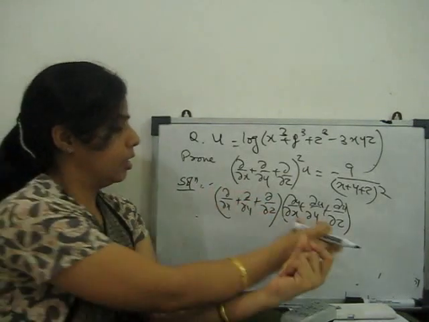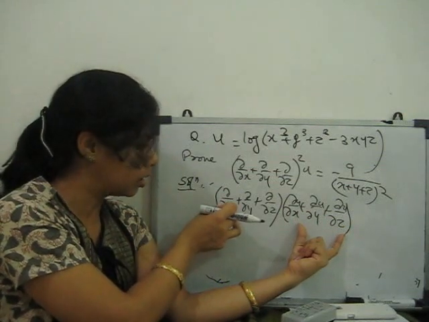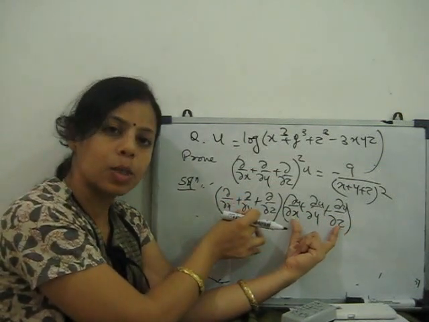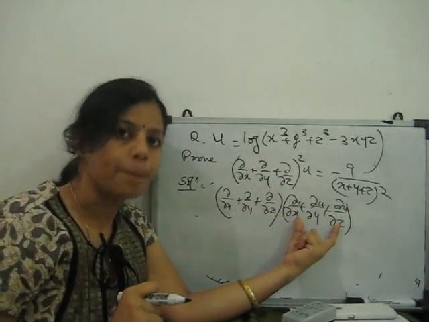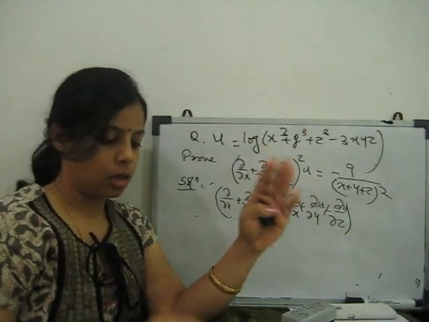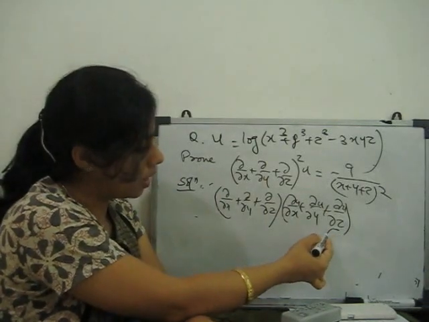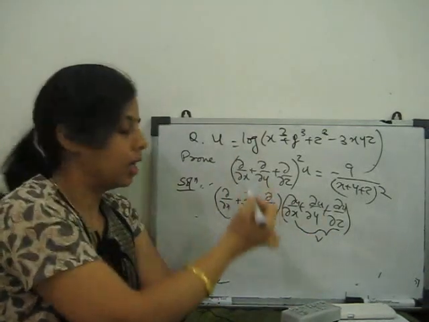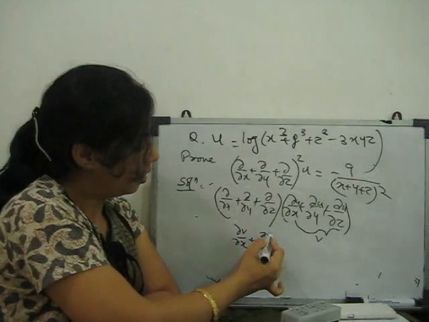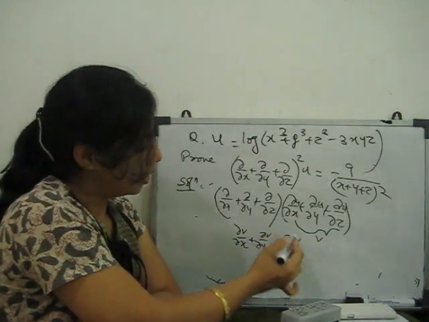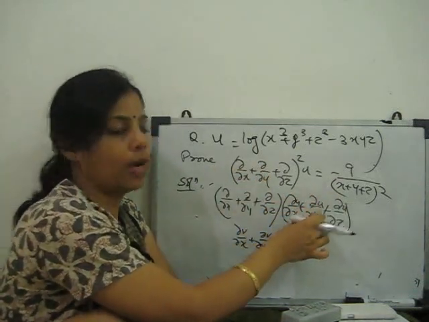Then del by del x means this term differentiated with respect to x gives this term. This term differentiated partially with respect to y gives this term. This term differentiated partially with respect to z gives this. Clear? Now we go for our new function. For example, if I say this is our v, then del v by del x plus del v by del y plus del v by del z gives the required solution.